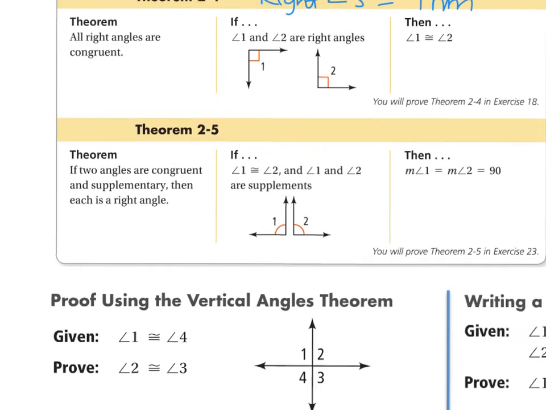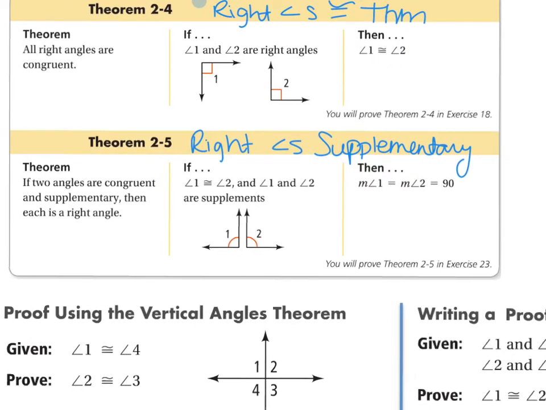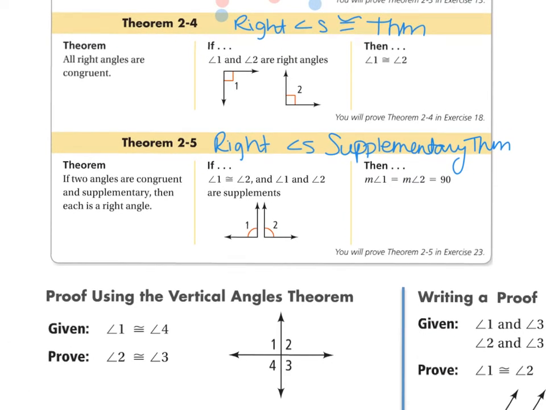This next one is called the right angles supplementary theorem. What that means is if two angles are congruent and supplementary, that means they'll add to 180. If you were going to divide that into two equal pieces, the only way you could do that would be to have two 90-degree angles. That one's not a very common theorem, but you may have to use it eventually.